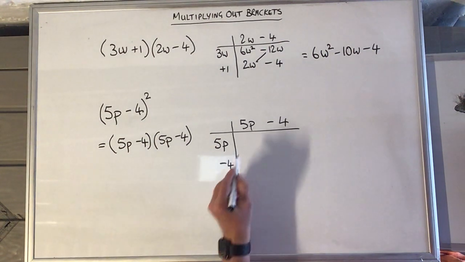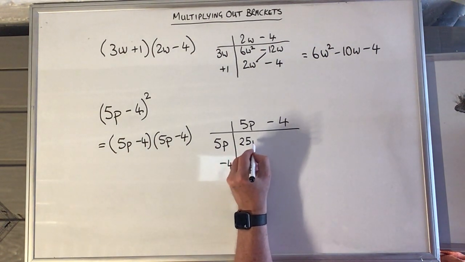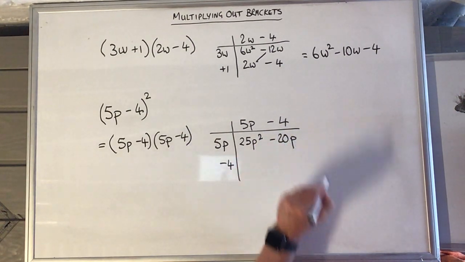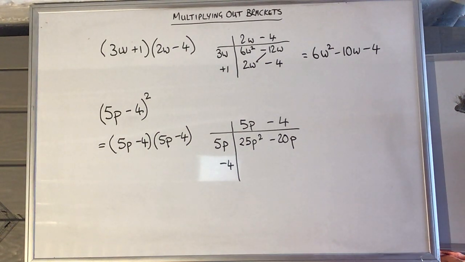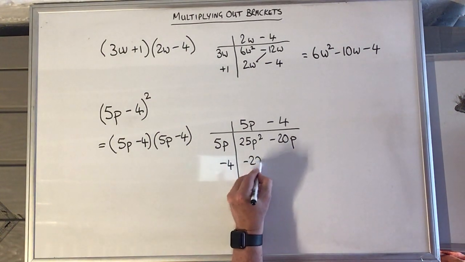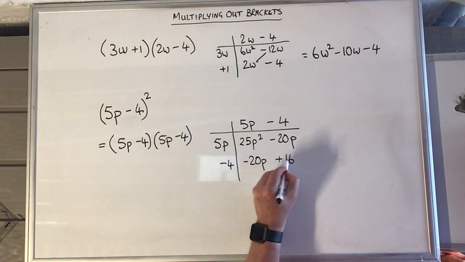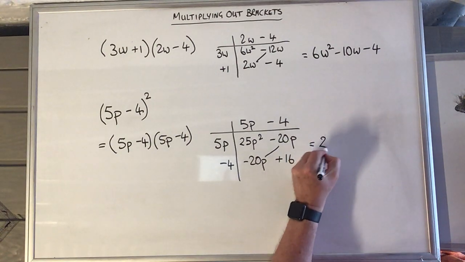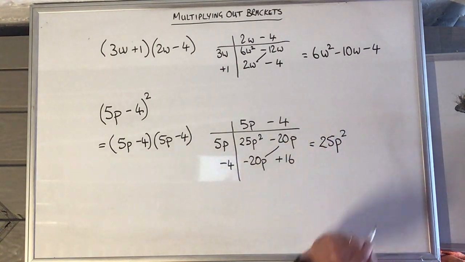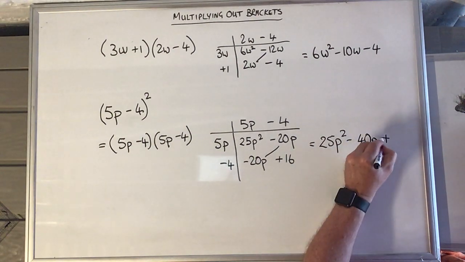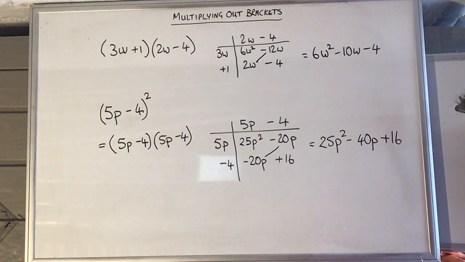So multiplying it out, 5 5s are 25, p times p is p squared. 5p times minus 4 is minus 20p. Minus 4 times 5p is minus 20p again. And negative 4 times negative 4 is plus 16. Take these up diagonal. So we'll get 25p squared minus 40p plus 16. Definitely National 5 level, so that comes up quite a wee bit.